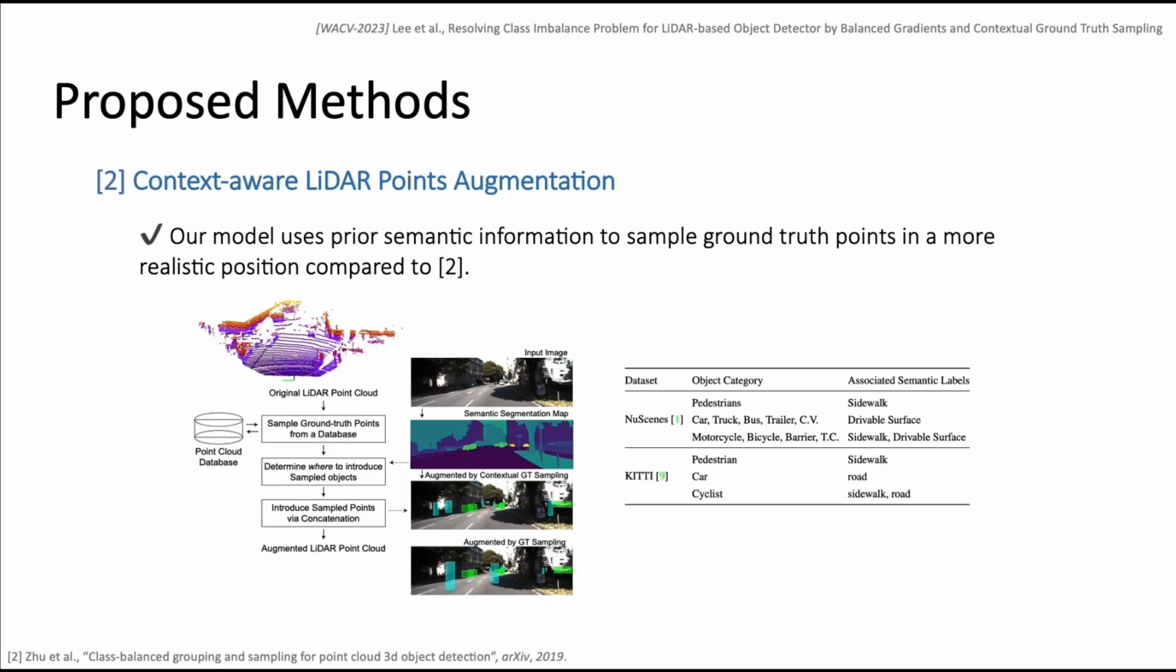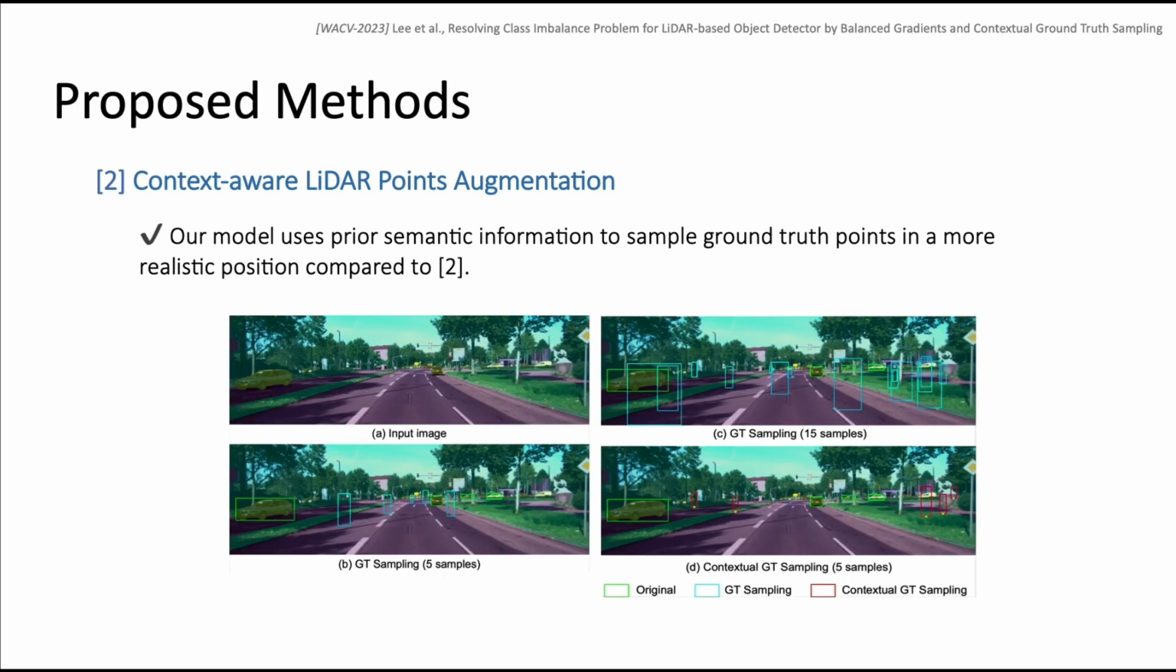The second one is contextual-aware LiDAR point augmentation. Data augmentation has been widely applied to object detection. In this kind of situation, our model uses prior semantic information to sample ground truth points in realistic positions. The process of the method is very simple. First, we make a ground truth database from the whole training dataset, and after that, we determine where to introduce the sampled object in the scene via semantic information.